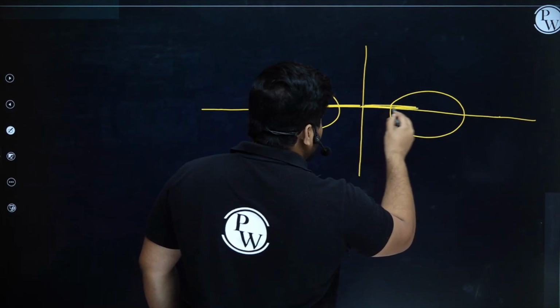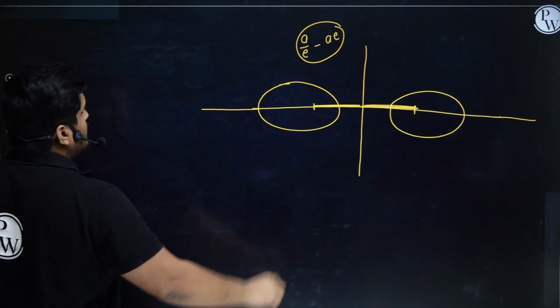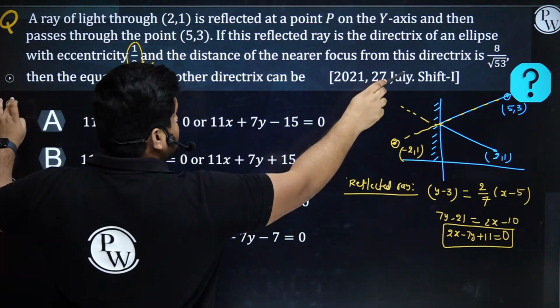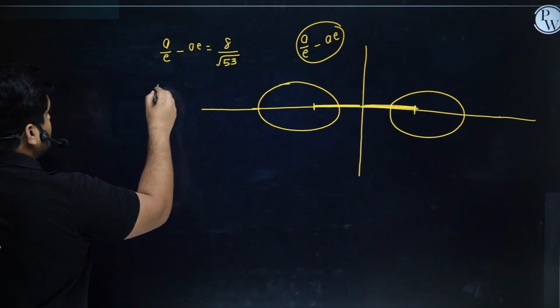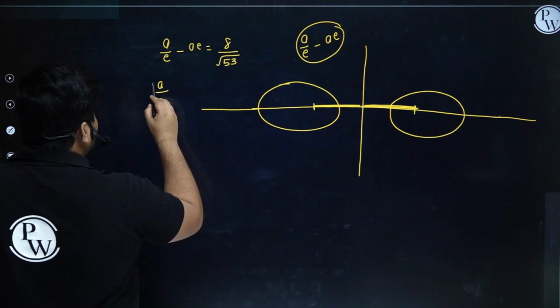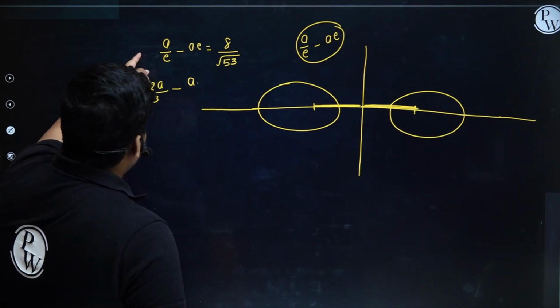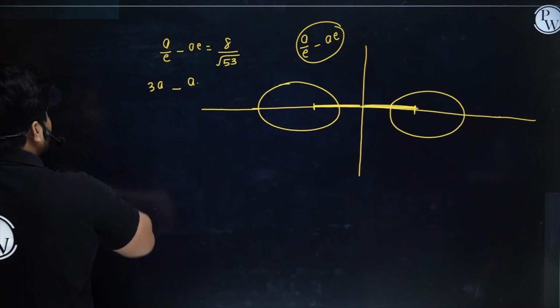Now, you know that the distance of the nearest focus is a/e minus ae, and the eccentricity is given as 1/3. This distance is given as 8 upon root 53, where e is 1/3. So a/e is 3a, and ae is a/3. So 3a minus a/3 is equal to 8 upon root 53.